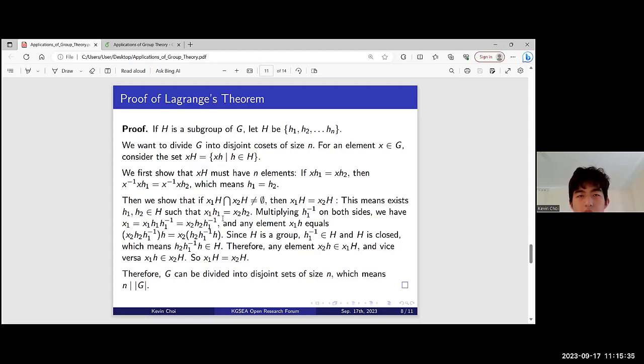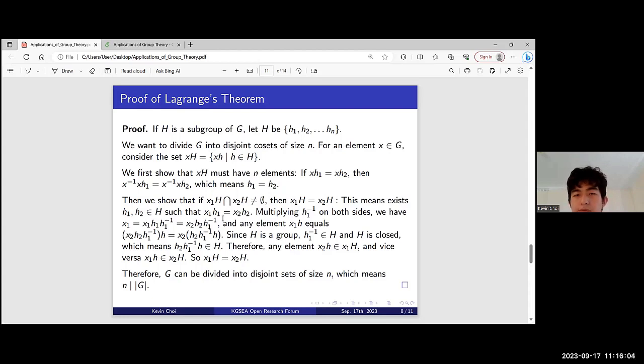Okay, so I'll continue. First of all, we want to divide G into disjoint cosets of size n, right? So for an element x in the group G, we should consider the set xH, which consists of every element xh such that h is in the subgroup H. We first show that xH must have n elements.